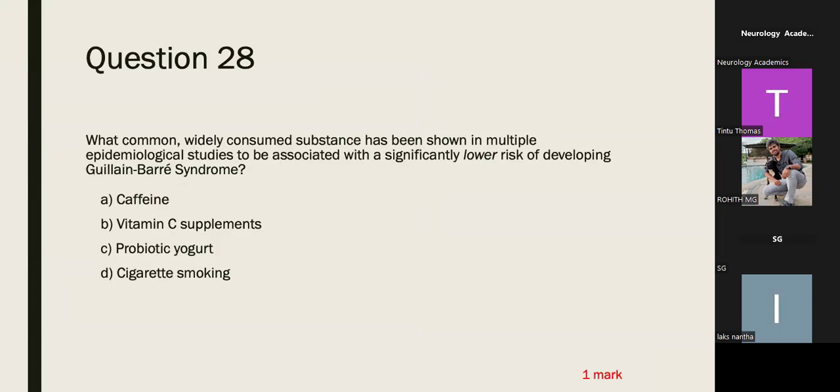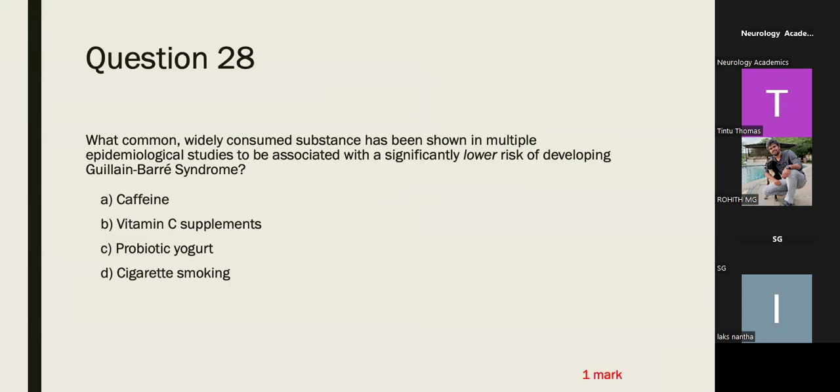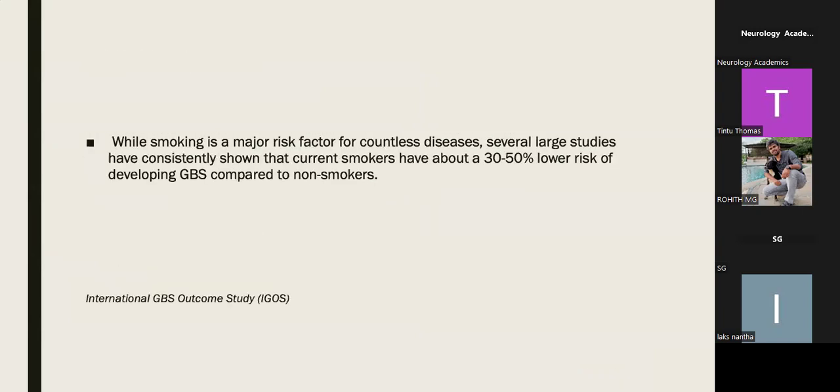This question: which is the substance that was found to be associated with a lower risk of developing GBS? The answer is actually D, cigarette smoking. While smoking is a major risk factor for countless diseases, several large studies have consistently shown that smokers have about a 30 to 50% lower risk of developing GBS.